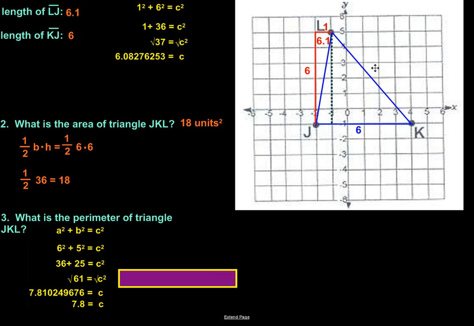And since that side is 7.8, we now have all three sides of our triangle, and now we can determine the perimeter. So we have 6.1, 7.8 plus 6 equals 19.9 units. We don't square perimeter units.